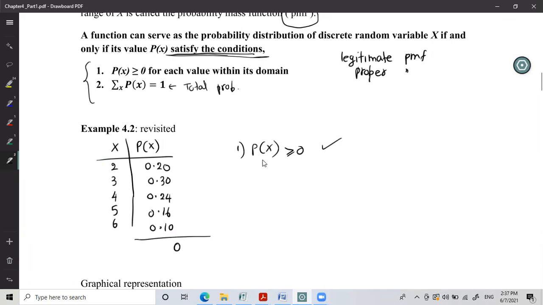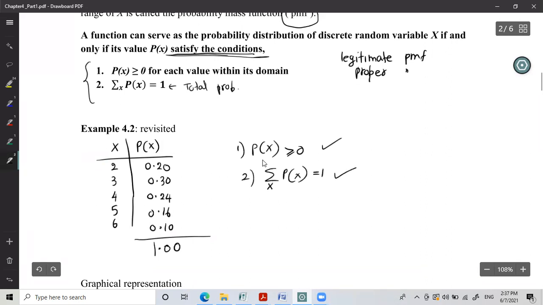Okay, so you have 6, 8, 9, 10. So if you sum up all the Px's for all possible x's, that is 1. So that condition is also satisfied. So this PMF is a valid probability mass function. Okay.